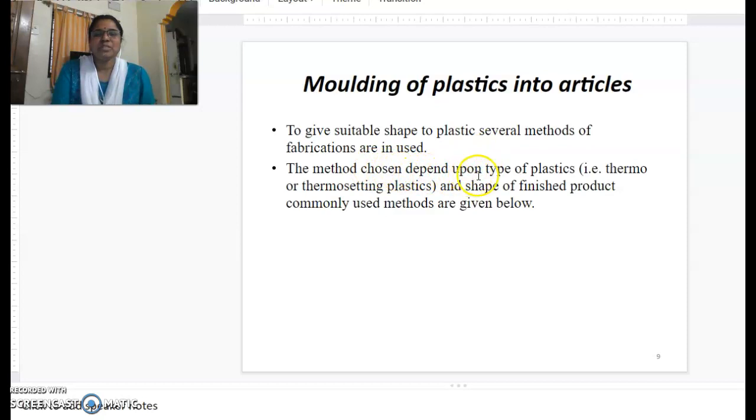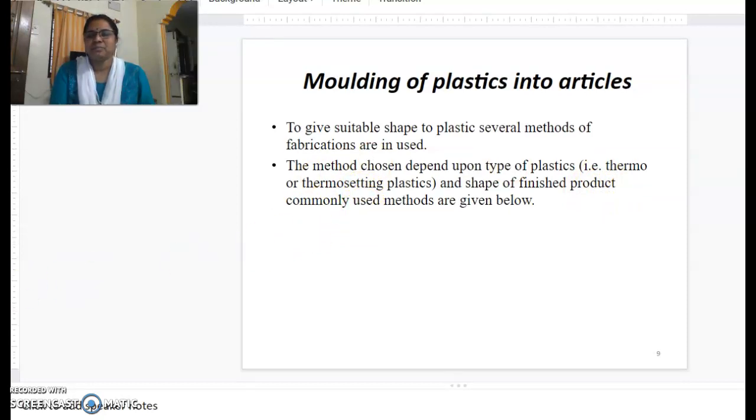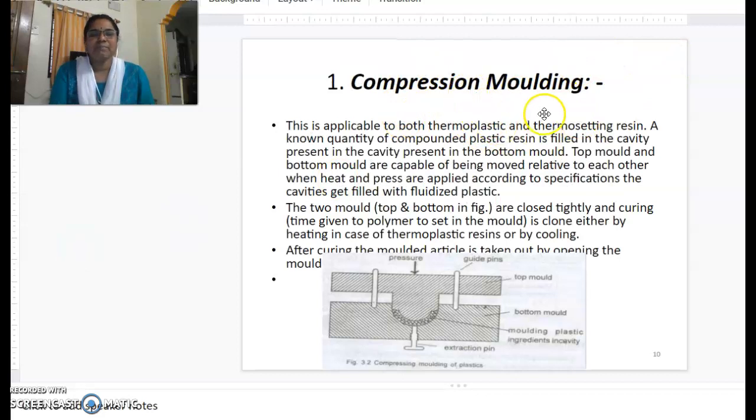So this method is chosen depending upon the type of plastic, whether you are going to prepare a thermoplastic or a thermoset, and finally the shape of the finished product. These are the common methods given below. The first one is compression molding. Molding is nothing but getting the desired plastic outlet. This can be done by a compression technique, hence it is called compression molding.